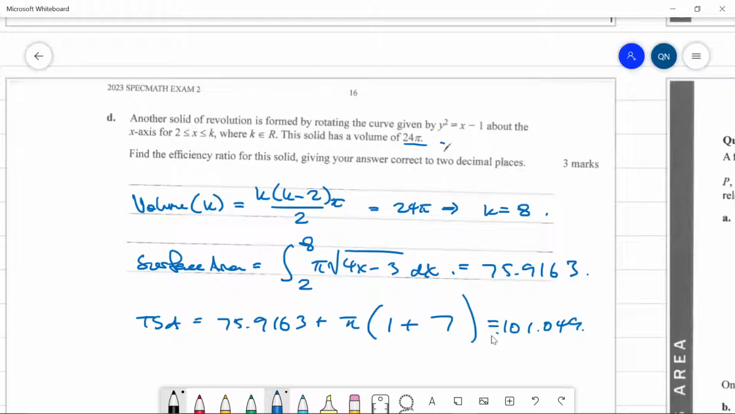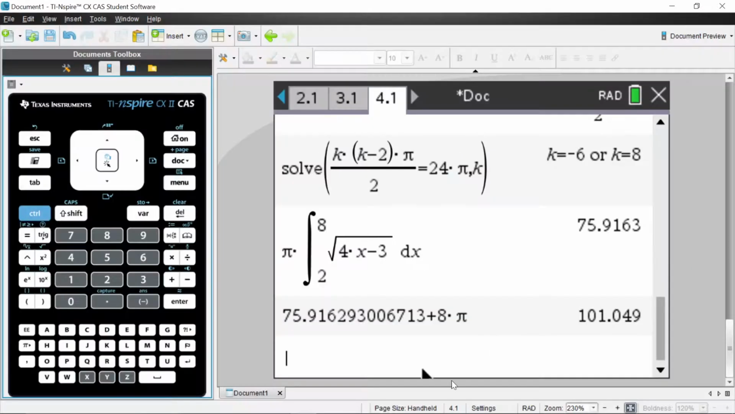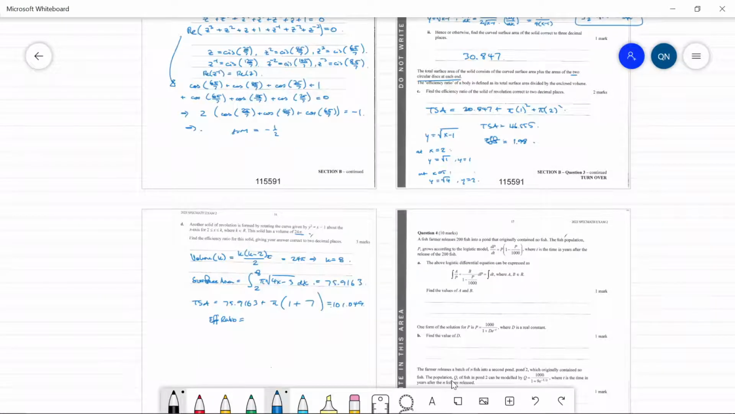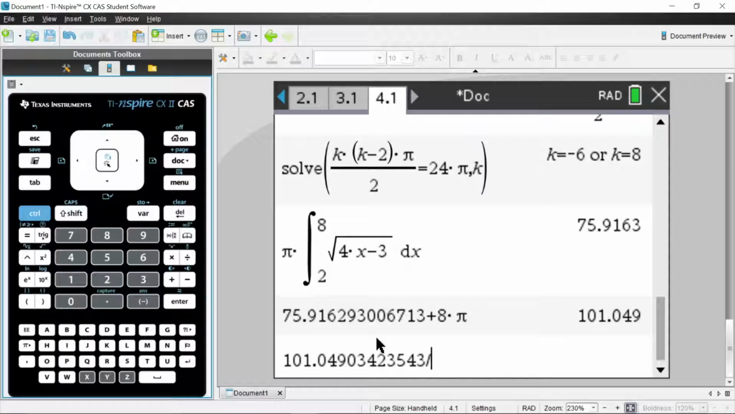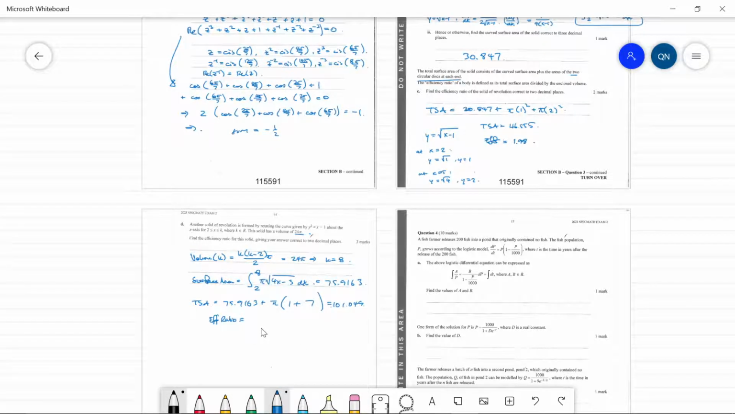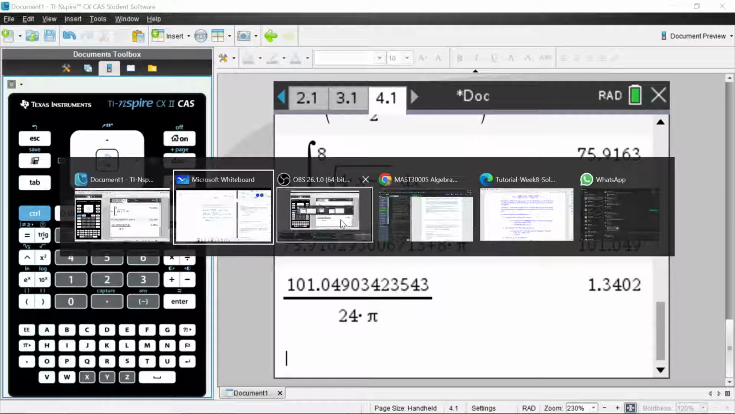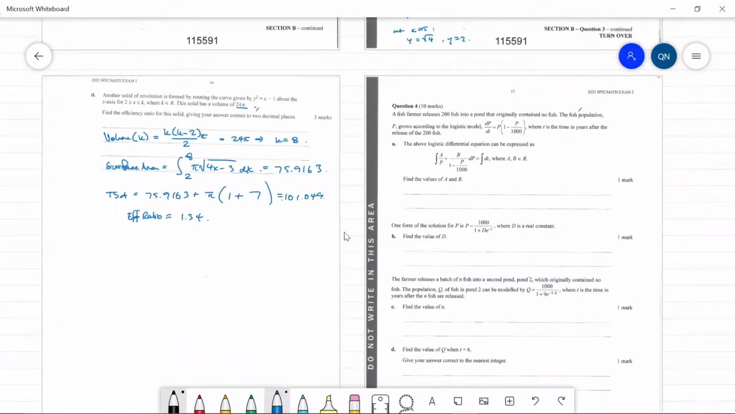So the efficiency ratio is going to be, we take the total surface area divided by the volume, it seems. So we just do this and divide it by the volume, which was 24 pi. 1.34. So nice and simple computations. You're just going to make sure you don't mess up your integrals and whatnot like I almost did there. 1.34. All right, that's 3 questions done.